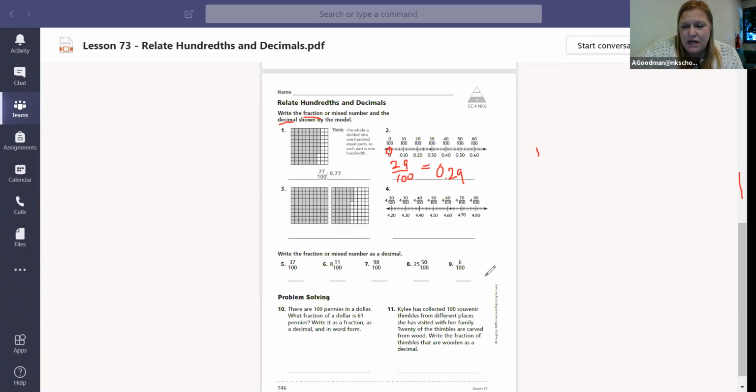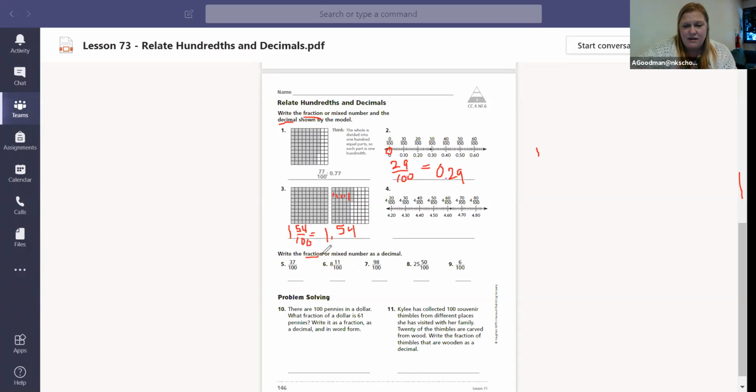I do kind of want to show you these two also. So here's one whole, and then we have 1, 2, 3, 4, 5 lines, and 1, 2, 3, 4, 54. So we have 1 and 54 hundredths is the same as saying 1 and decimal point 54 hundredths, like that. Okay, I think you can do this one as well as these.